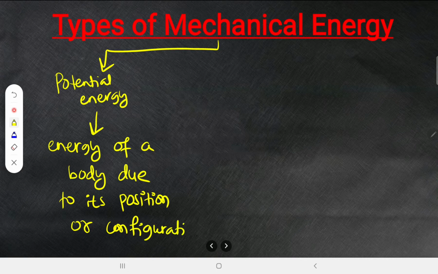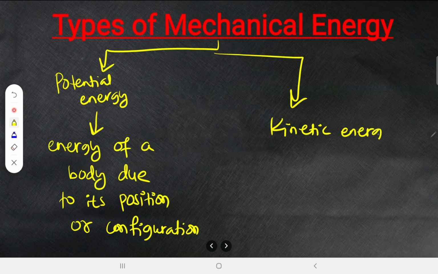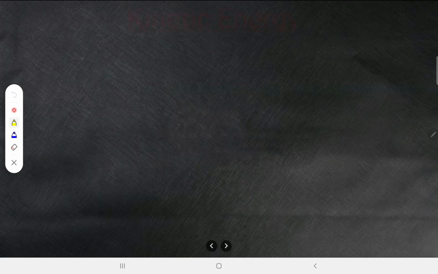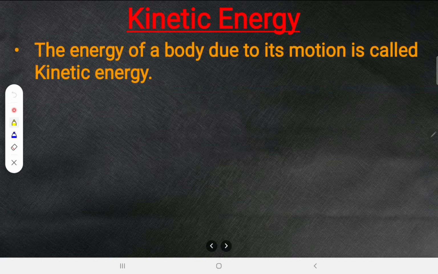We will come to potential energy in the next video. Our main discussion is about kinetic energy. What is kinetic energy? The kinetic energy is the energy of a body due to its motion. For example, let me give you the formula.